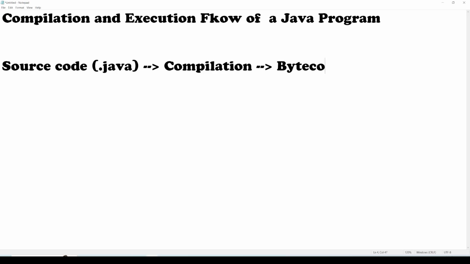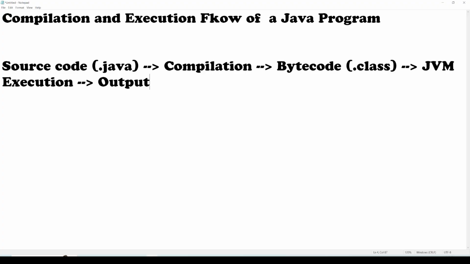Okay, bytecode, and that is nothing but a .class file, and then JVM starts its execution. So JVM reads the bytecode, converts that bytecode into machine code, and executes. And then finally, the output. So the program result appears on the console. Okay, so this is how the step-by-step flow looks for the compilation and execution.